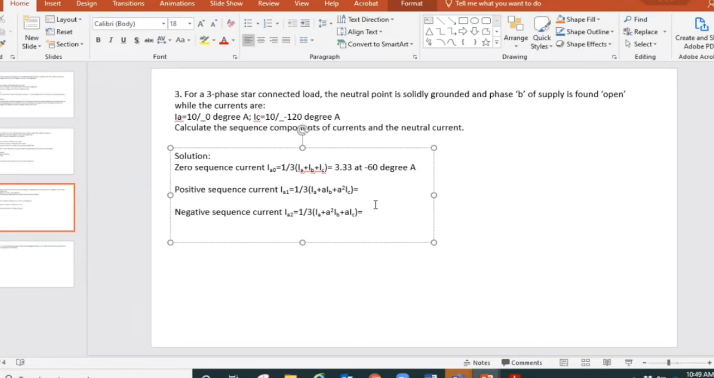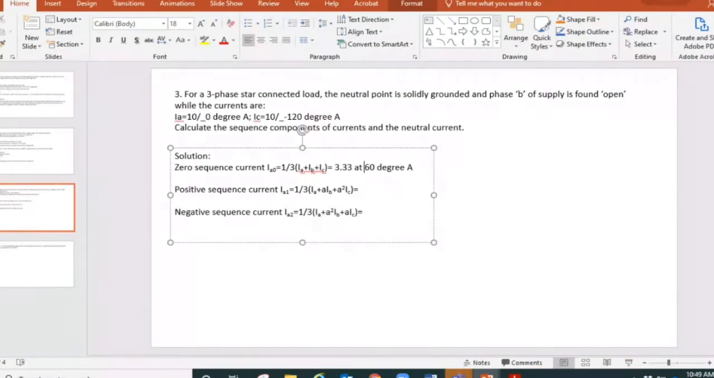So the angle for IC is minus 120 degrees, am I right? Yes. I'm still getting negative. Okay, maybe my calculation was wrong. Okay, so 3.33 at an angle of 60 degrees positive. I'll check my calculation later on.